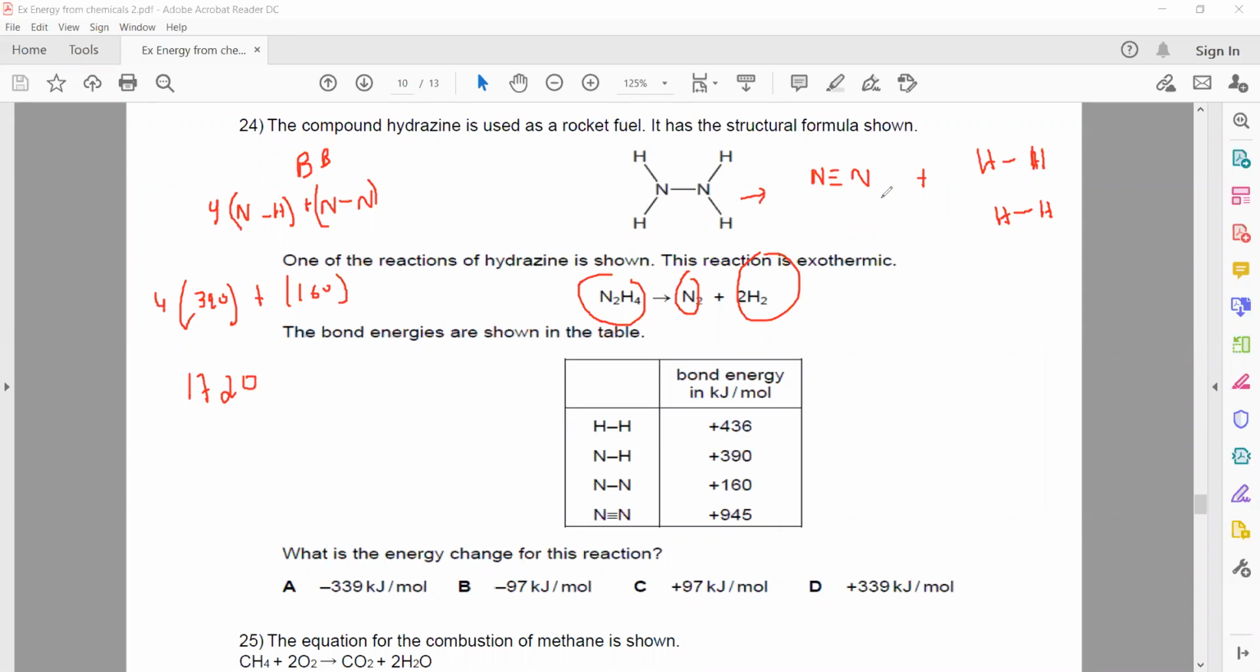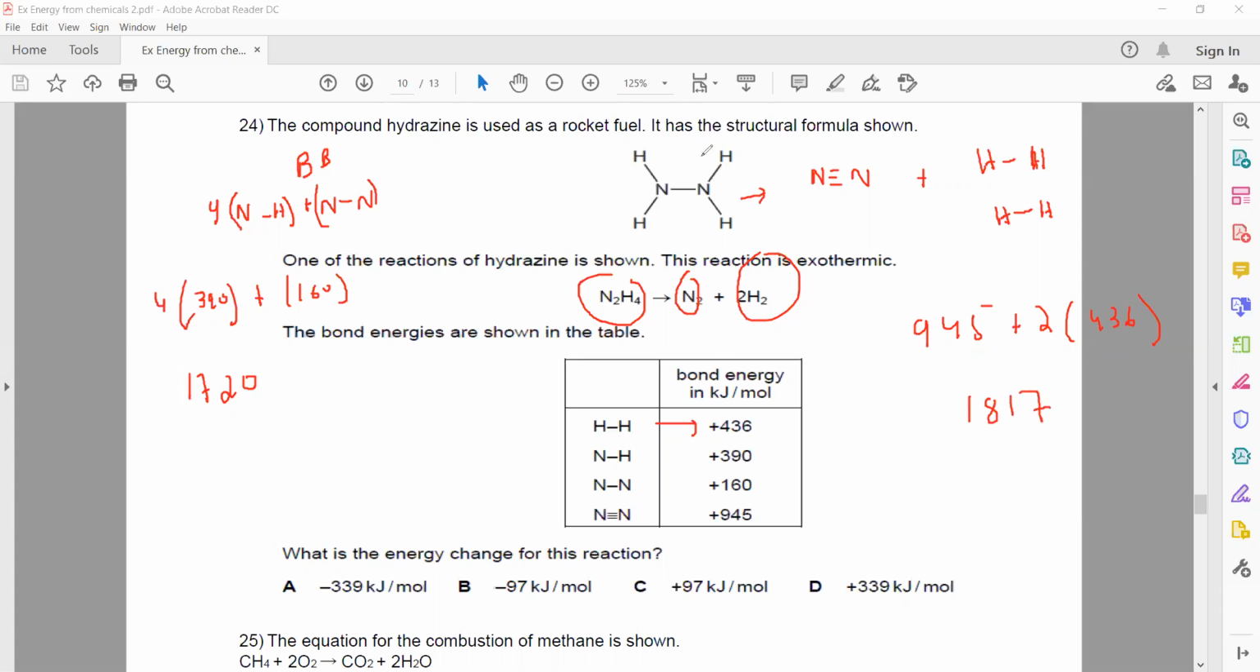Bond forming energy: nitrogen-nitrogen triple bond is 945, plus hydrogen-hydrogen single bond is 436. This will be multiplied by 2, 436 times 2. So 945 plus 2 multiplied by 436 is 1817.